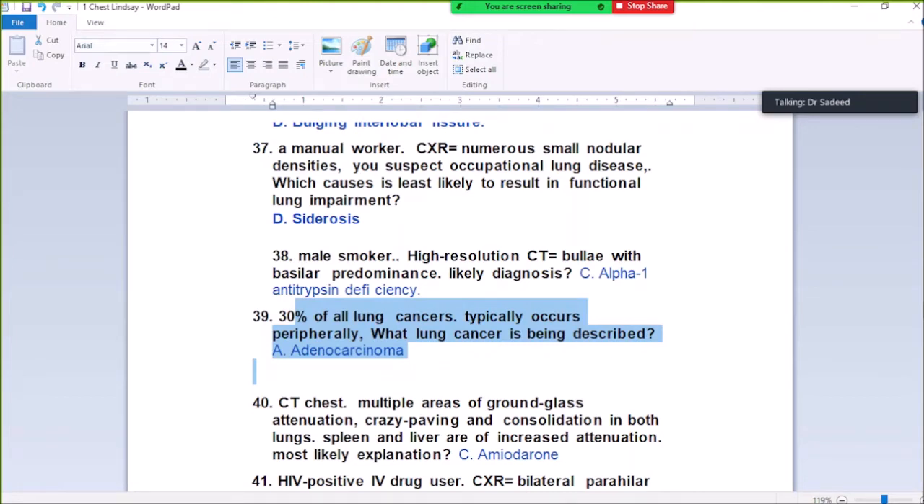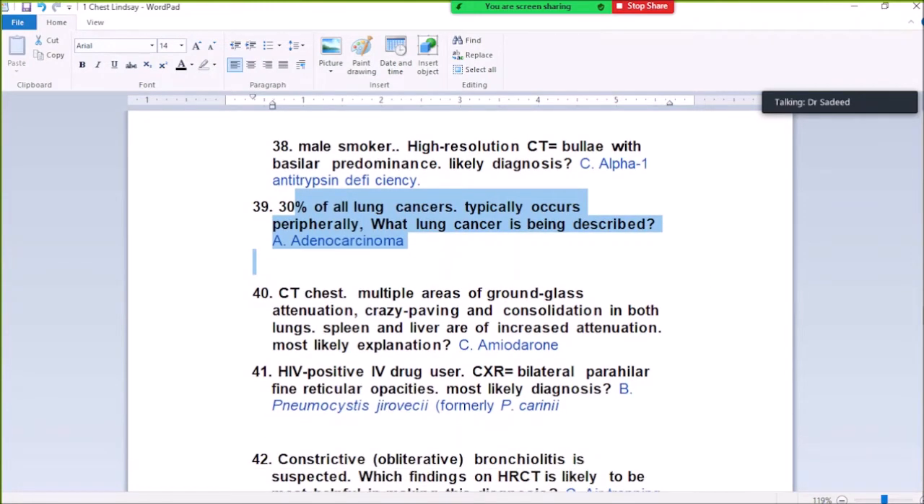Squamous cell carcinoma is central lung cancer. Question 40. CT chest shows multiple areas of ground glass attenuation, crazy paving pattern, and consolidation in both lungs. Spleen and liver have increased attenuation. Most likely explanation, amiodarone. When spleen and liver have increased attenuation, the most likely diagnosis is amiodarone toxicity.